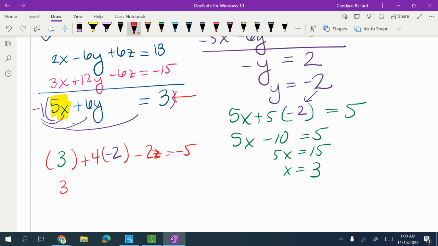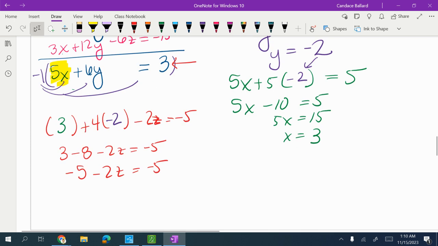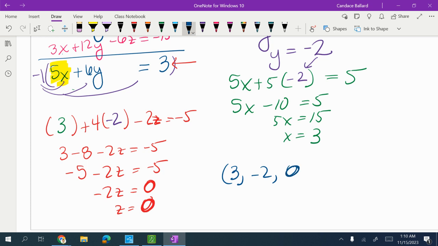So let's see, I'm keeping the 3. 4 times -2 is -8. And then I'm just writing down the -2z and the -5. 3 minus 8 is -5. Minus 2z equals -5. I'm going to add the -5 to the other side. And that's going to give me -5 plus 5, which is 0. And I'm going to divide by -2, which is going to give me 0. And we can't leave our answer like that. We have to write it as a coordinate. So I'm going to write it as my x first, 3, my y second, -2, and my z third, as 0.